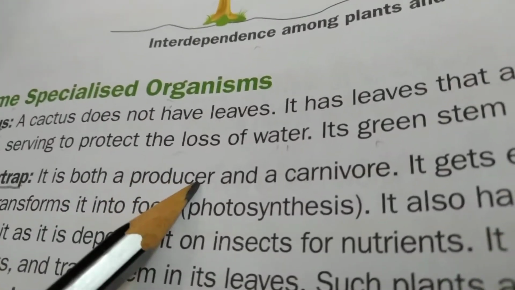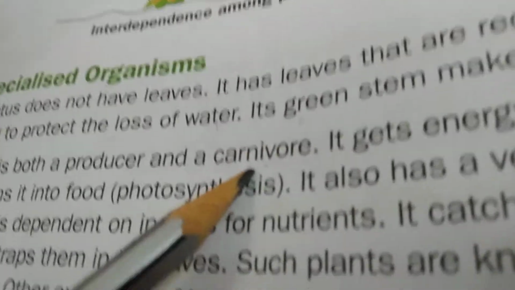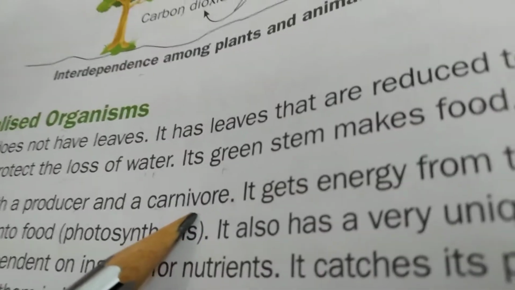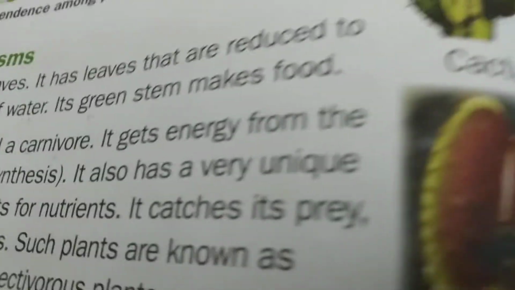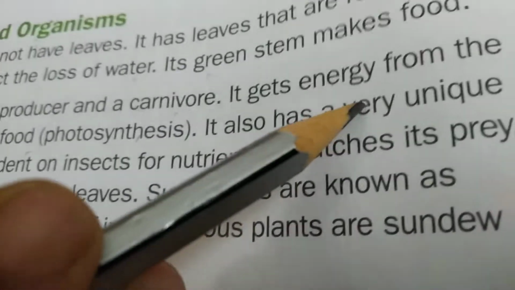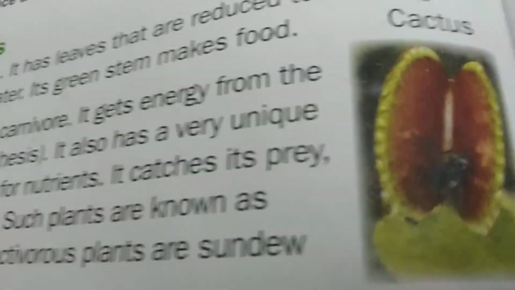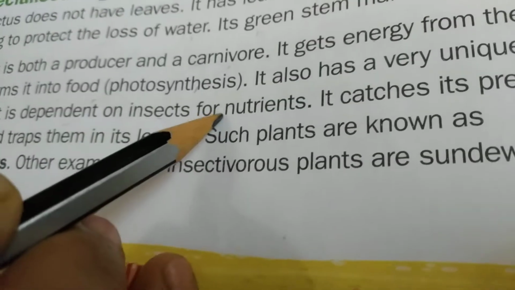It is both a producer and a carnivore because it eats animals, insects. It eats insects. That's why this plant is called a carnivore. It gets energy from the sun and transforms it into food, that is photosynthesis. It also has a very unique feeding habit, as it is dependent on insects for nutrients.